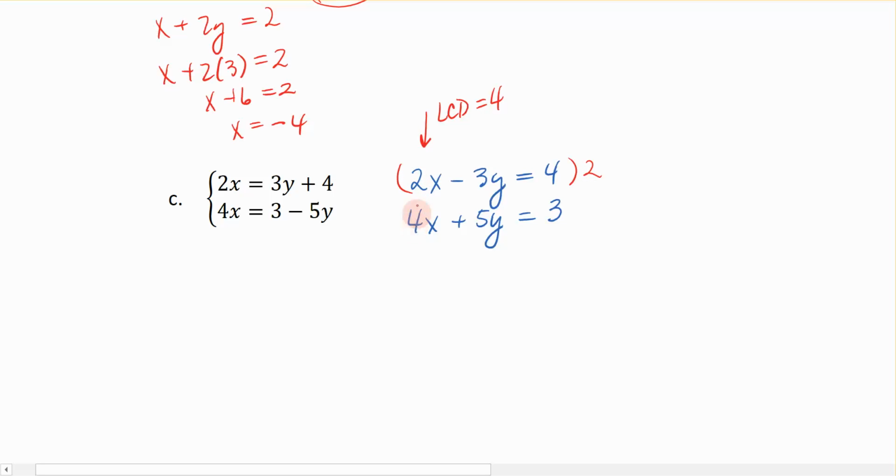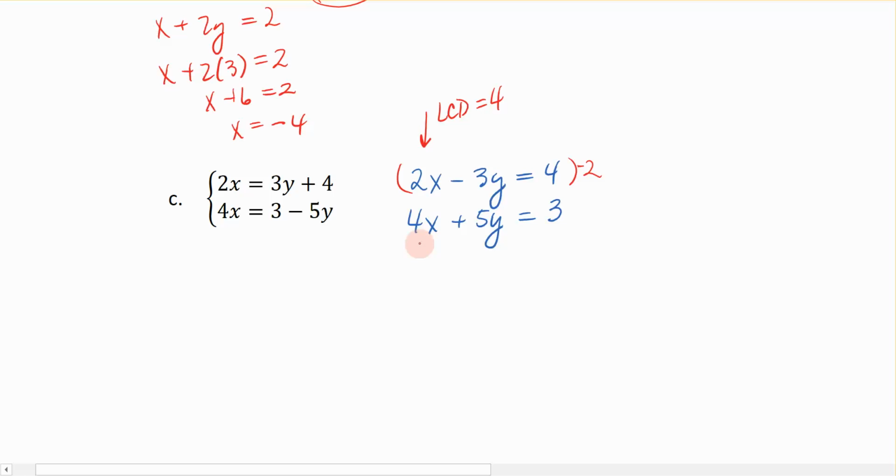When I add those together, they need to be opposite signs. So I don't only need to multiply by 2, but I need to multiply by a negative 2. Because that would give me negative 4x plus 4x, and it would eliminate the x's.